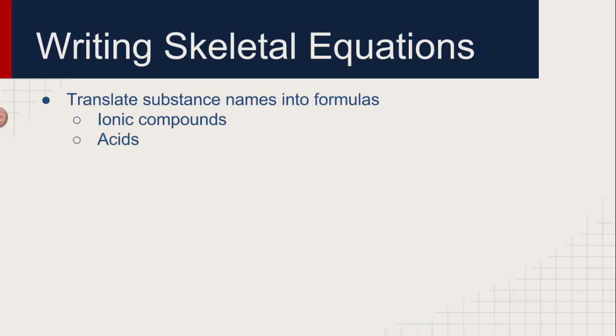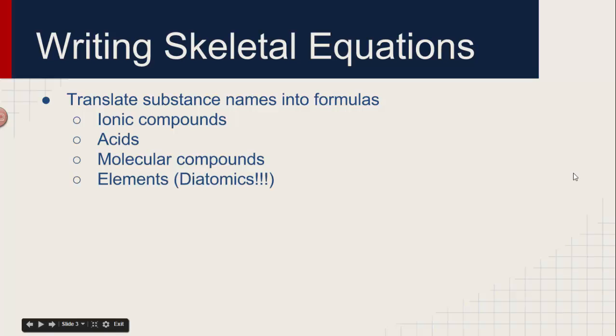Acids. You want to go back and watch that video again about how to name common acids. It's going to be very important here. Molecular compounds, using prefixes, and writing a formula based on that. And then any element from the periodic table, including the 7 diatomic elements: hydrogen, nitrogen, oxygen, fluorine, chlorine, bromine, and iodine. Remember that those are written as twos, diatomic, 2 atoms of each element. Make sure you know those.